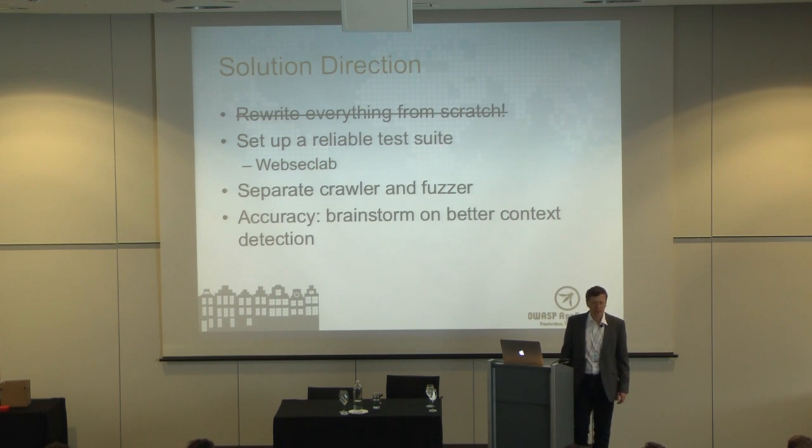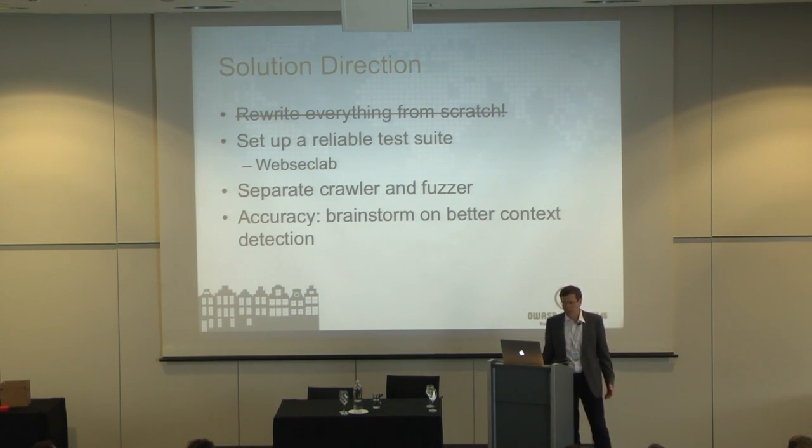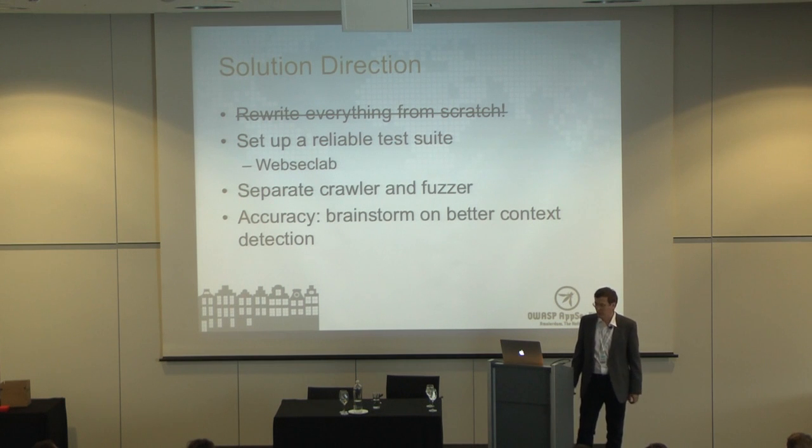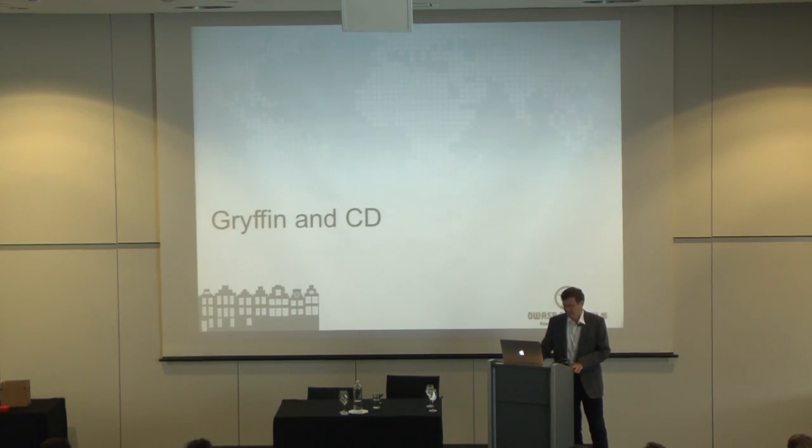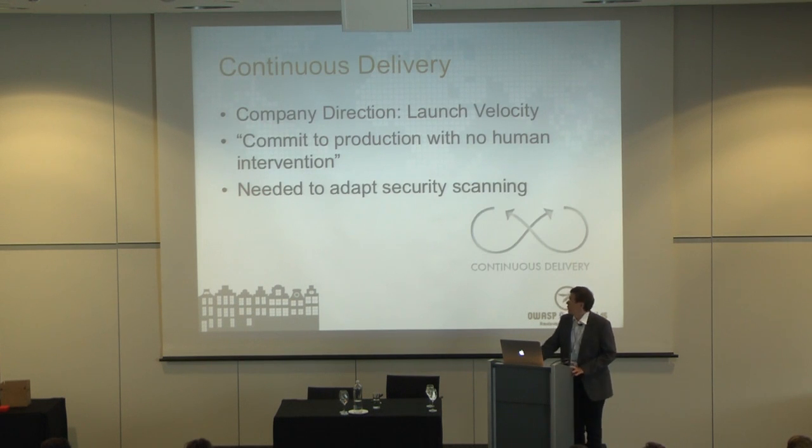So the first step we took was to set up a relatively complete test suite, which was WebSec Lab. And we separated crawler and fuzzer, I'll come to this later. And in terms of accuracy, we knew that we had to brainstorm and figure out something for more accurate context detection that wouldn't involve even more complex regular expressions. And we'll talk about Griffin.